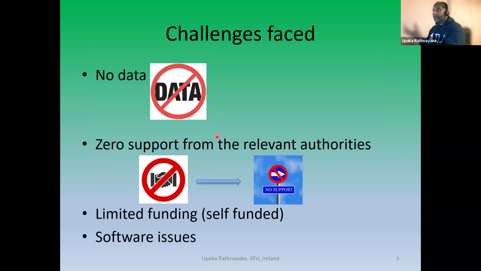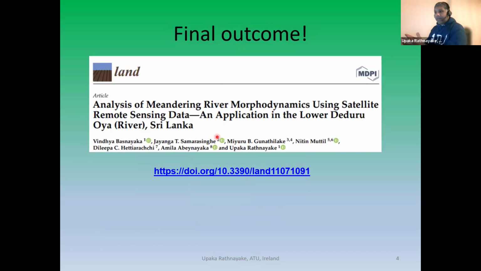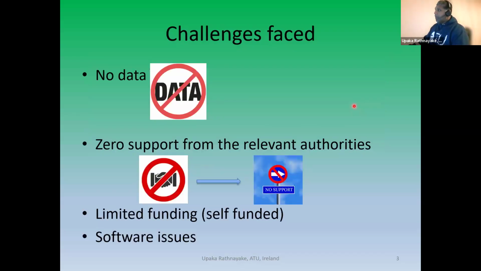Now, as I told you, we faced several challenges. These challenges we have overcome using several aspects. We used freely available satellite data to analyze this. And if you look at the other challenges, for the data, we found an alternative. I repeat that word: we found an alternative to the no data challenge.